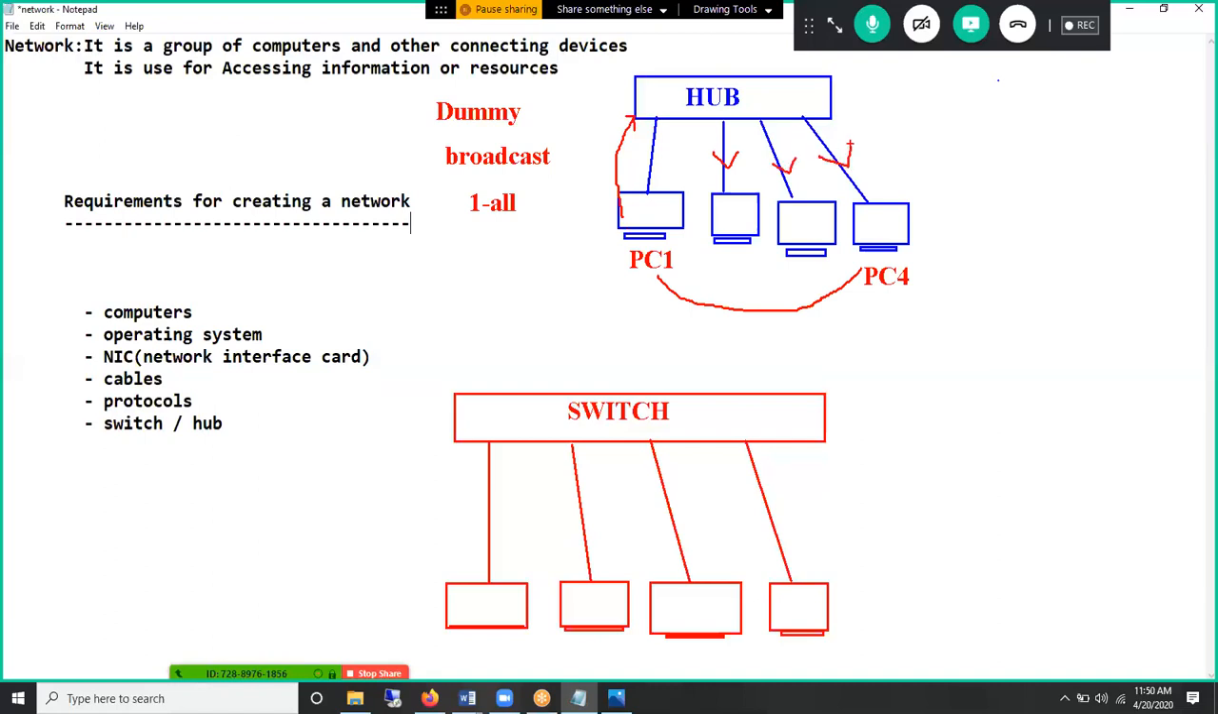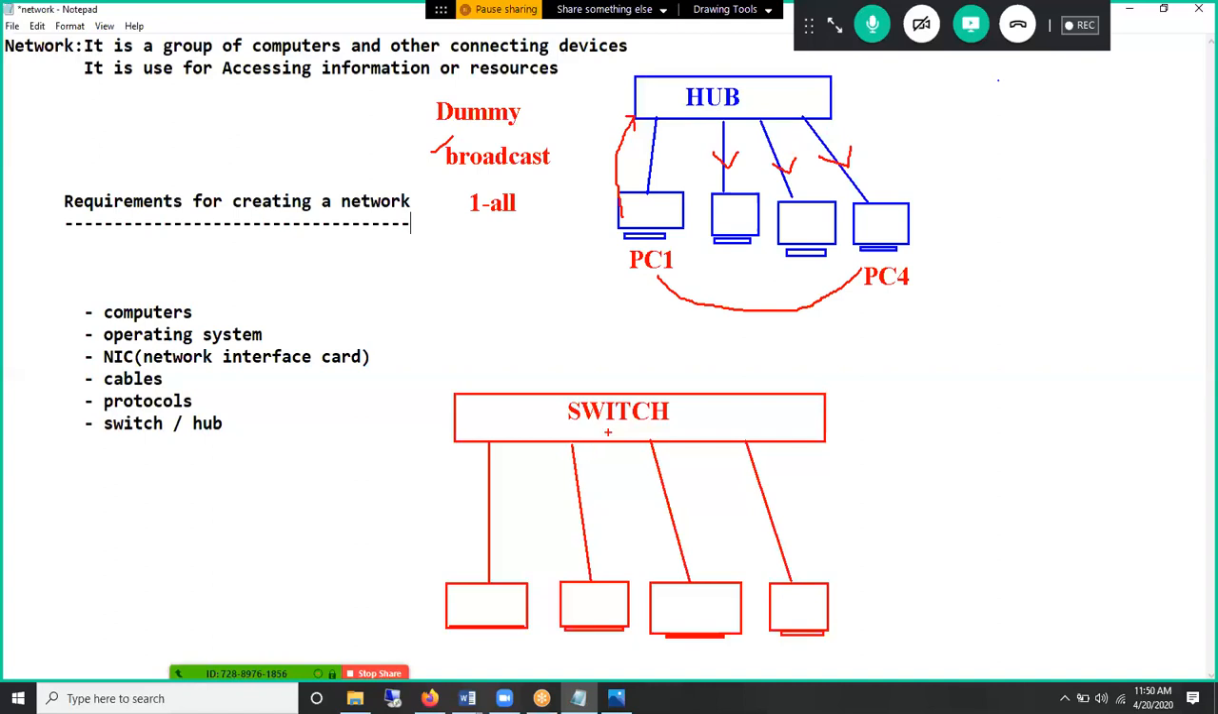The hub is not going to maintain any information. So whenever a request comes to me, as a hub, I'm not going to understand where the request is coming from and to whom I should forward it. So whenever requests come to me, I simply throw the request to all the ports. That is called a broadcast device, and that is the main problem in a hub.